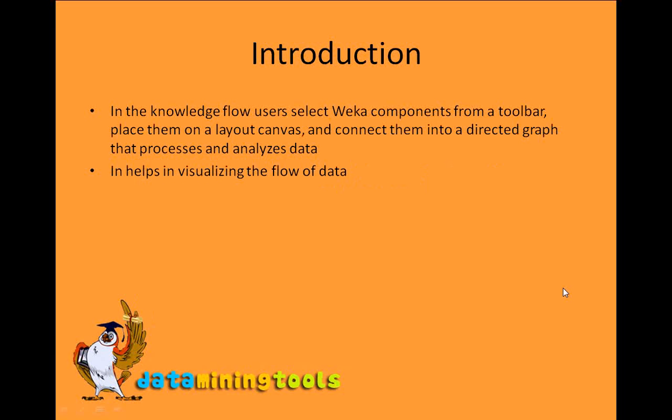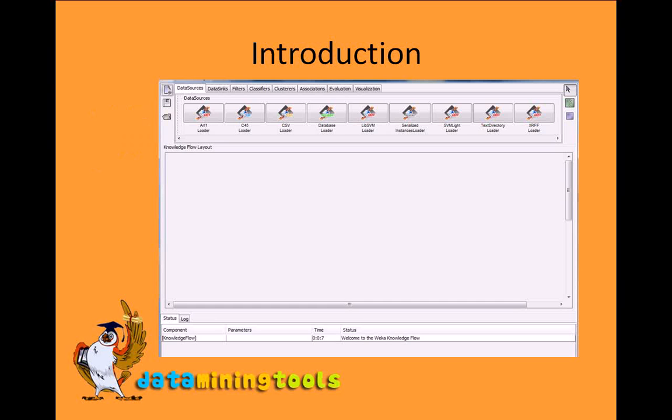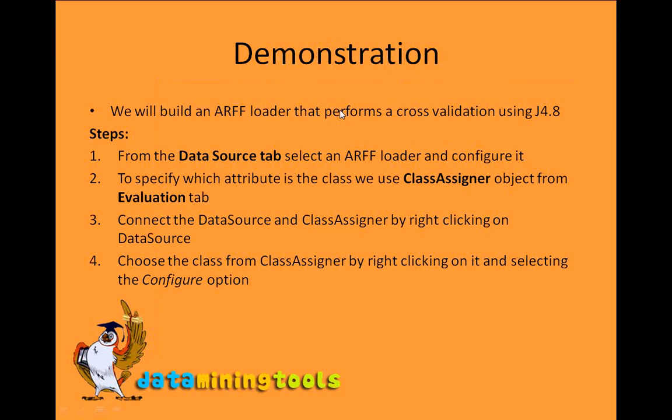In the knowledge flow, users select Weka components from a toolbar, place them on a layout, and connect them into a directed graph that processes and analyzes data. So it basically helps in visualizing the flow of data. This is the interface of a knowledge flow. Again, we have lots of tabs over here, and each tab gives us a different toolbar from which we can select various different components. For demonstration, we'll build an ARFF loader that performs a cross validation using the J48 algorithm.